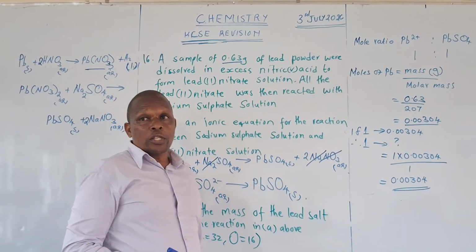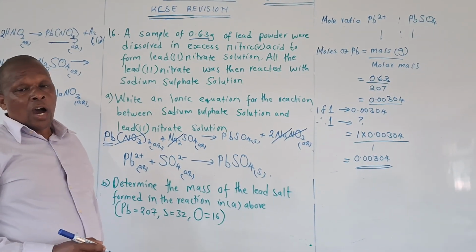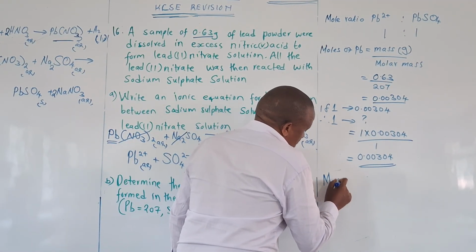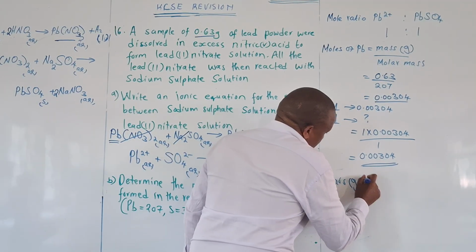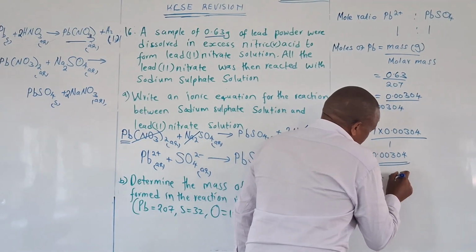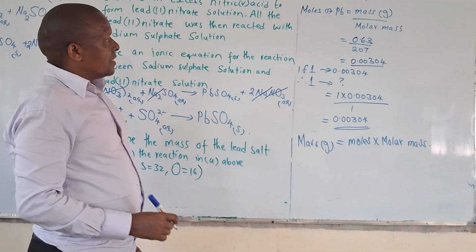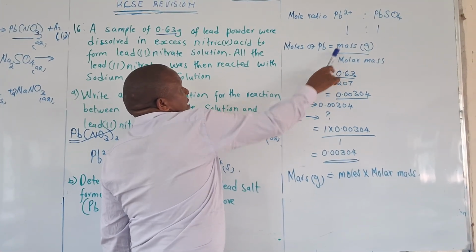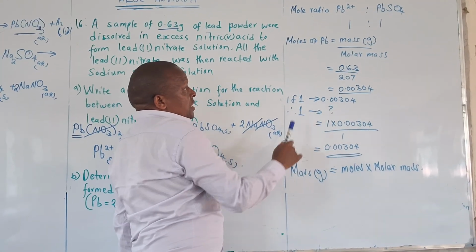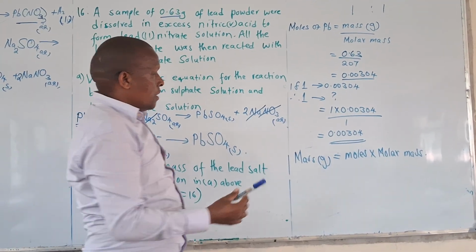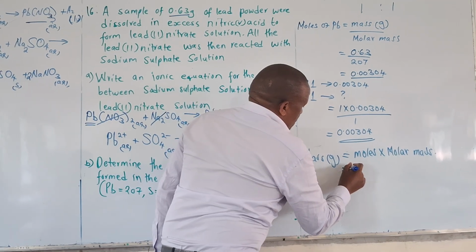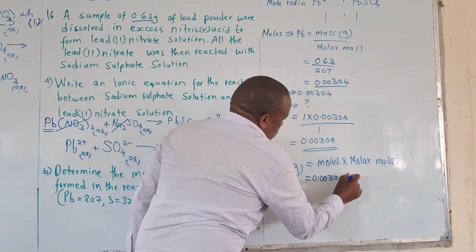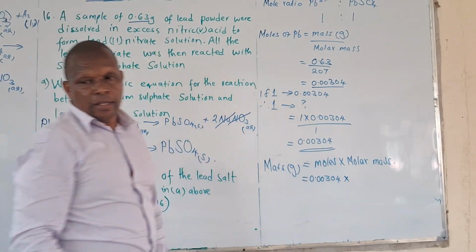Now we convert these moles into mass. How do you get the mass? So mass in grams is equal to moles times molar mass. In other words, we are formulating this formula. We are making mass the subject of the formula. We multiply both sides by molar mass. So what is the moles? 0.00304. We multiply by the molar mass of lead sulfate.